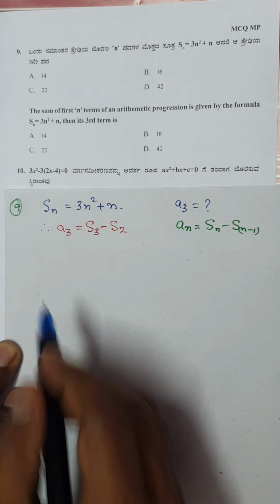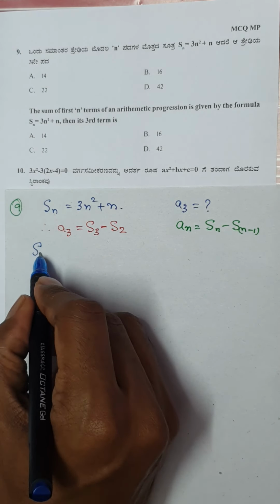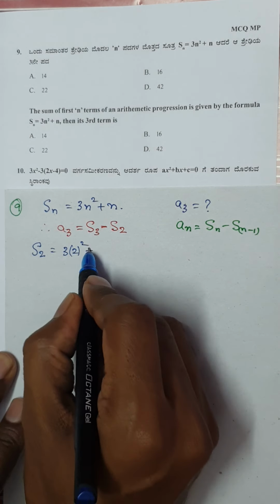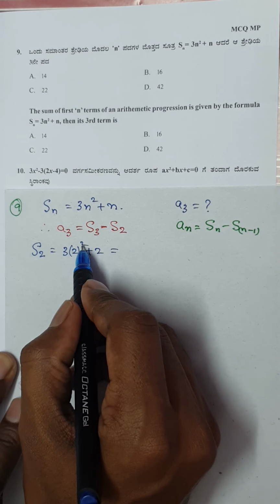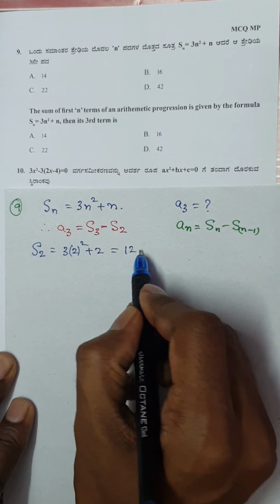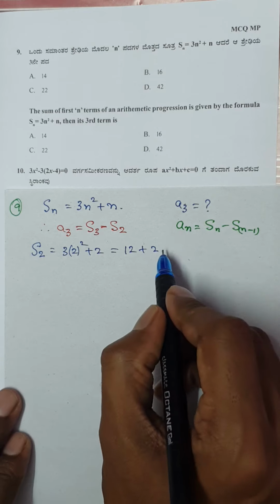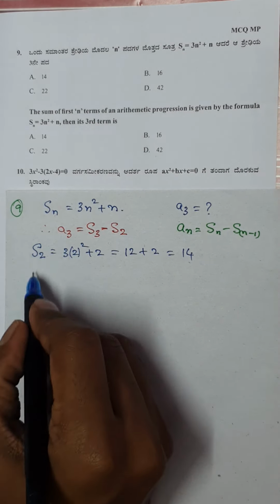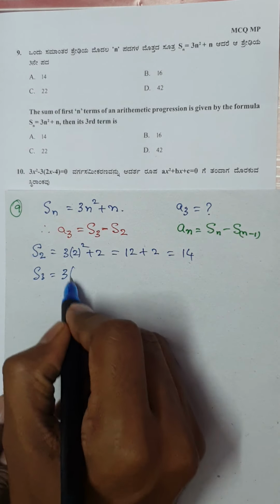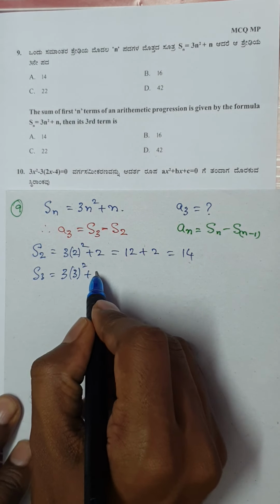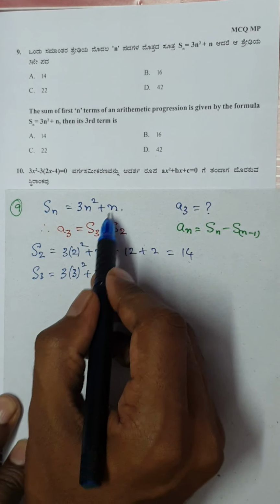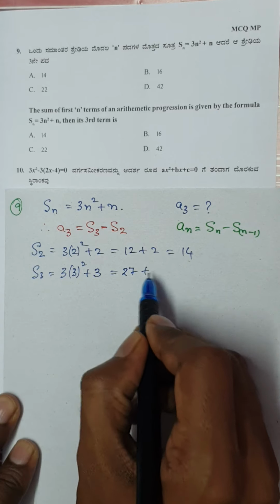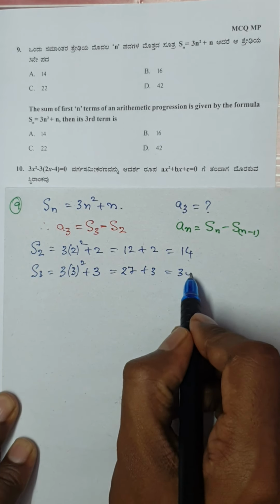Okay, so let us find out S2 and S3. S2 is given by 3 into 2 square plus 2. So 2 square is 4, 4 3s is 12, so 12 plus 2 will give me 14. Similarly, let me find S3. S3 is nothing but 3 into 3 square plus 3. Remember, wherever n is there, you have to put 3. So 3 square is 9, 9 3s is 27, plus 3. This is equal to 30.